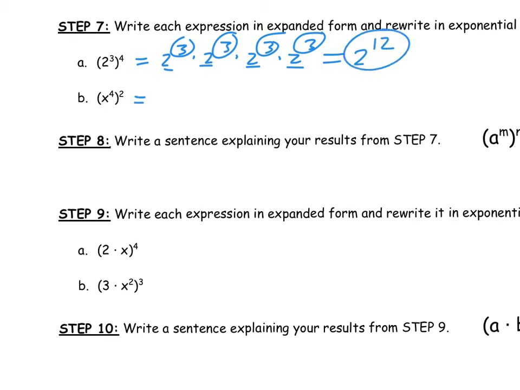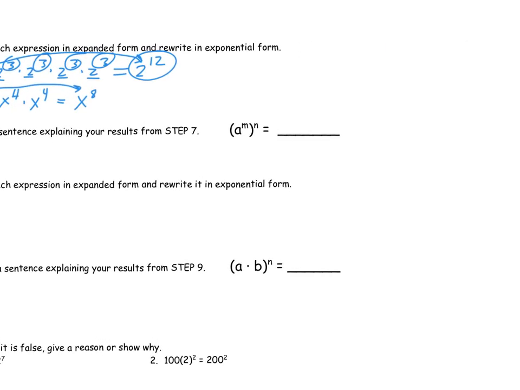Same thing here, x to the 4th, but I'm squaring that, so I have 2 of those x to the 4ths. Add the exponents, that becomes x to the 8th. Well, how do you go from 4 and 2 to 8? How do you go from 3 and 4 to 12? Well, when you're raising a power to another power, one exponent raised by another exponent, you multiply exponents.